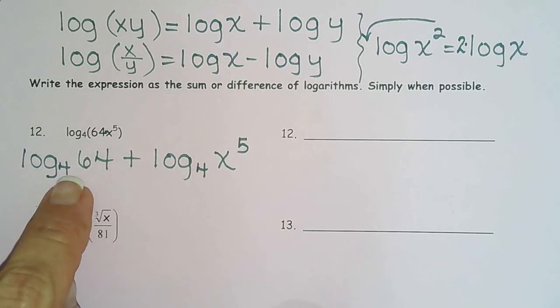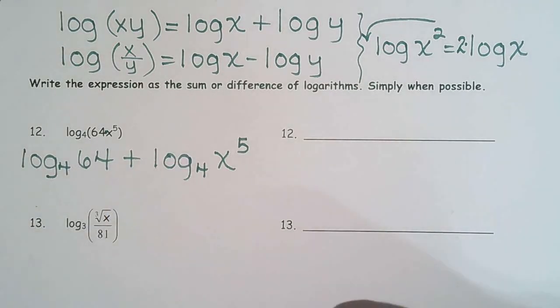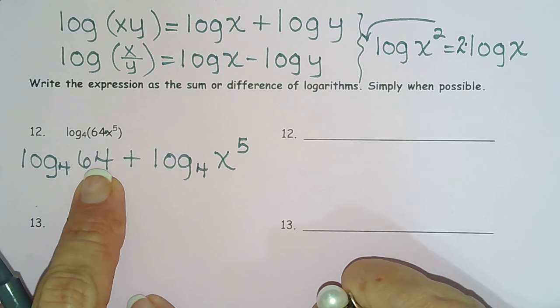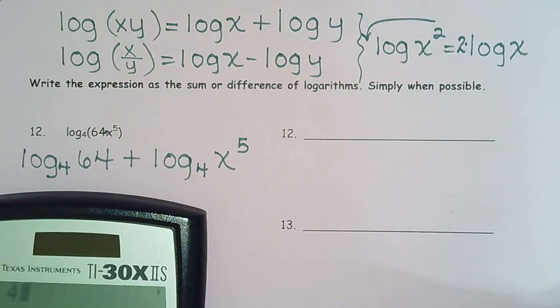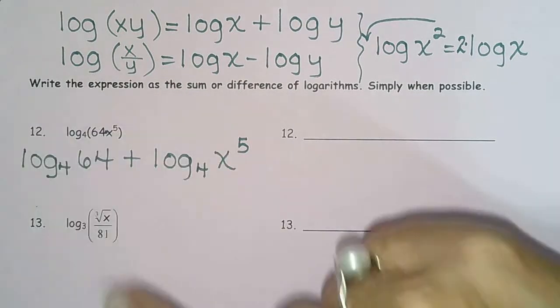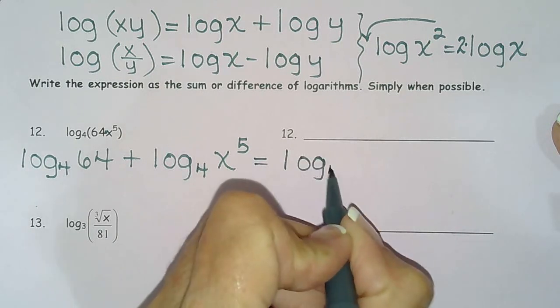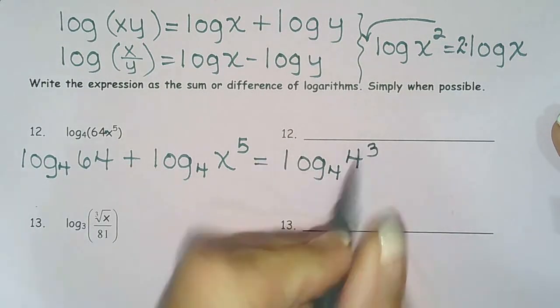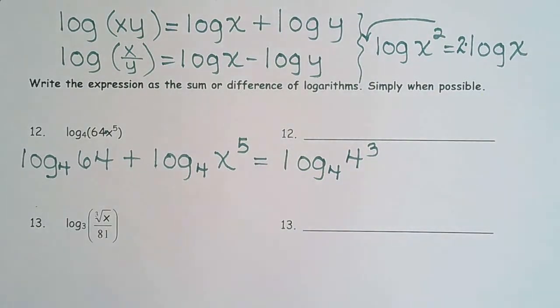So this is what I should be saying in my head: can I rewrite 64 with this base? Because remember, if the bases are the same, they undo each other. The answer is the exponent. And the answer to that is yes. 64 is 4 to the 3rd. That's why I told you to memorize those cubes, because they keep coming back. So we can rewrite that as log base 4 of 4 to the 3rd. You see the inverse property there, so those are going to undo each other. The answer is just going to be the exponent.